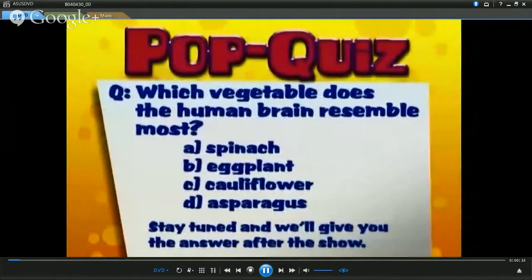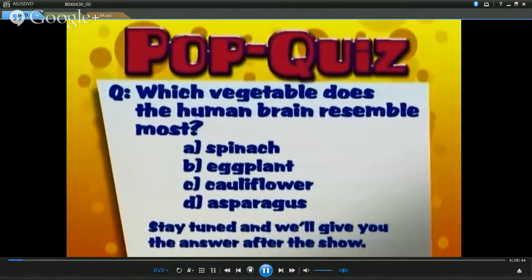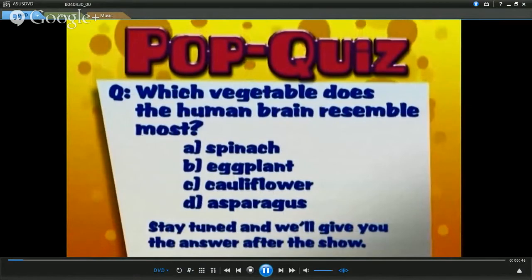Okay, step right up, folks. It's time for our pop quiz. Which vegetable does the human brain resemble most? A, spinach. B, eggplant. C, cauliflower. D, asparagus. Stay tuned for the answer after the show.